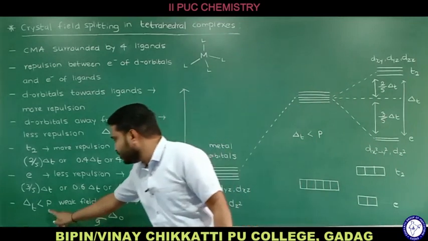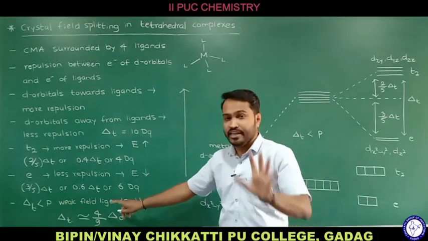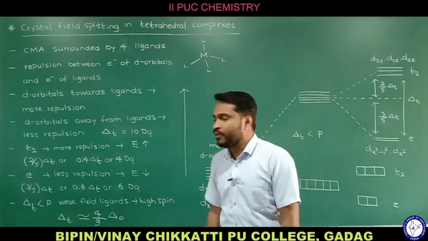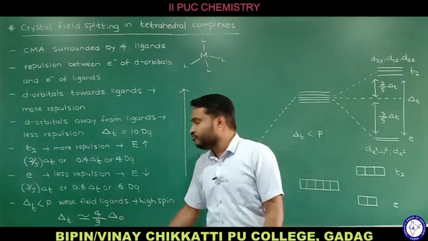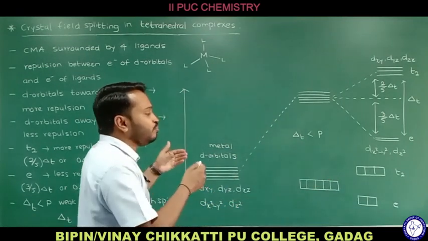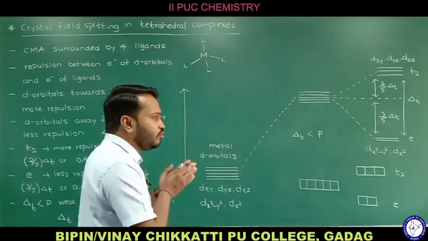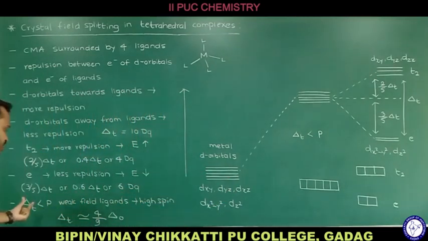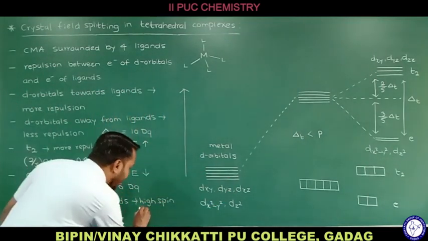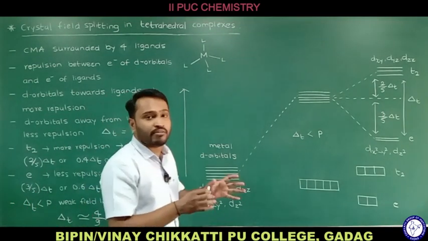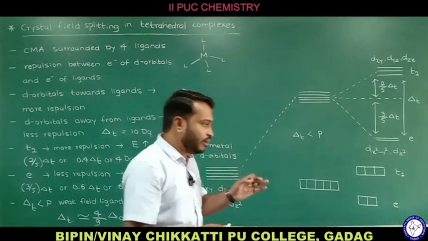So if this is the condition, of course usually in general the ligands will be weak field ligands and high spin complexes are formed. So with weak field ligands, the electrons are to be added as it is according to the rule. There is no need to change the rule here. So remember that this condition is going to be satisfied. Only high spin complexes are formed in case of tetrahedral complex. This is a very important point.